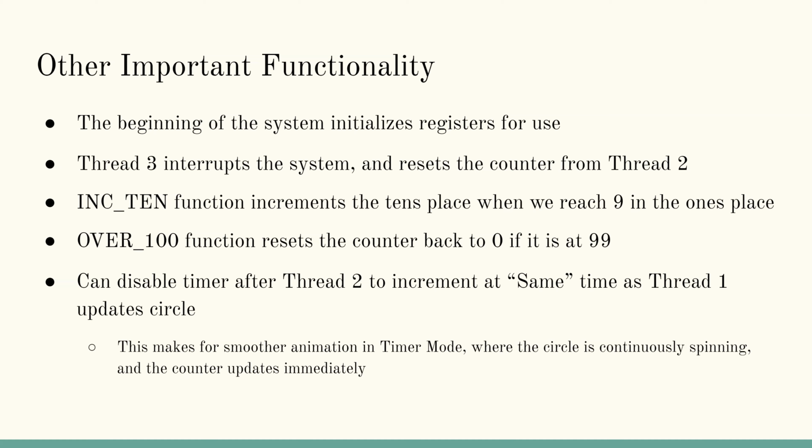However, the circle will continue to rotate smoothly. If you have the timer after thread 2, the circle will pause for a fraction of a second while thread 2 updates the value. And that pause will be the length of how long you set the timer for. Basically it smooths out the animation of the circle and updates the counter immediately while that circle is spinning.